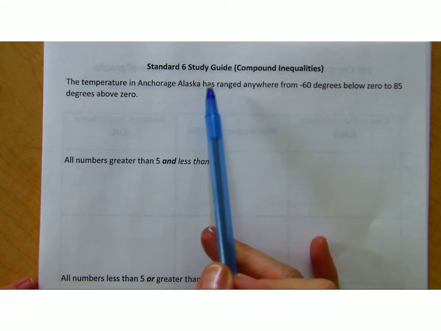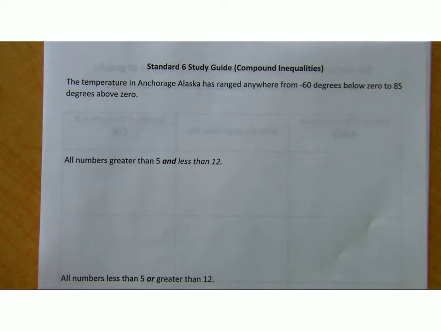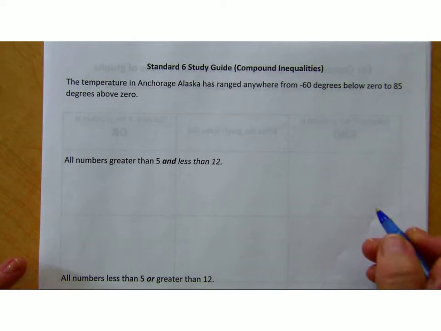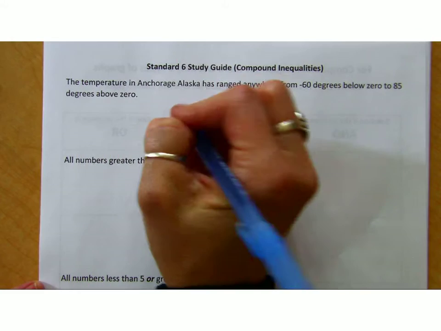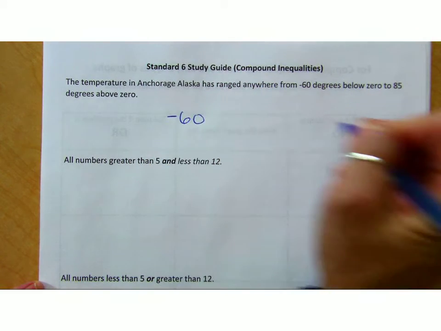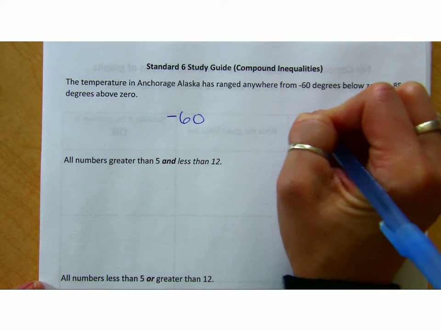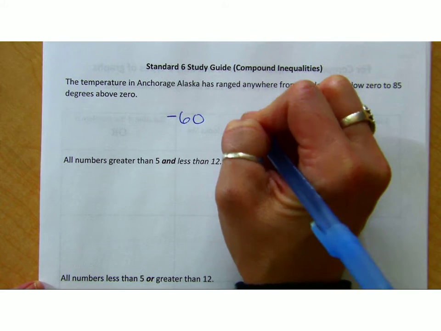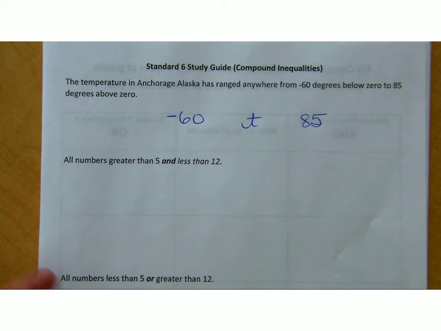The temperature in Anchorage, Alaska has ranged anywhere from 60 below zero to 85 above zero. Was it 65 degrees? Yes. Was it 85 or 60 degrees? 85? Yes. A lot of people are having a hard time figuring out when to put that "or equal to." It was as low as negative 60. You're filling this out with me. It was as high as 85.